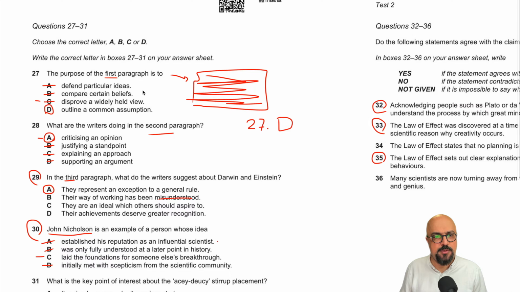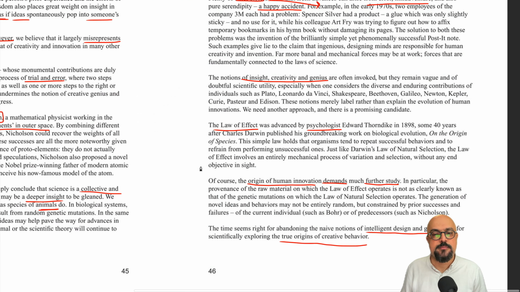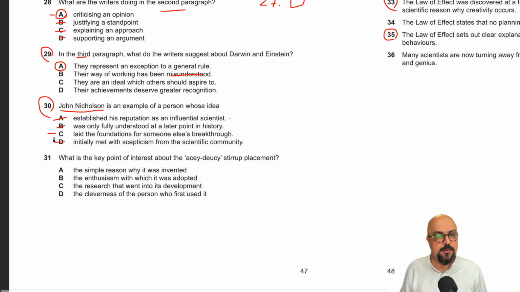But let's just look to make sure. Jump off from this interesting idea to conceive his now famous model of the atom. Okay, jumped off from this interesting idea to conceive. So yes, he actually, the second person, made a discovery or a breakthrough based on the findings of John Nicholson. Great. So yes. By the way, we don't have to be sure.